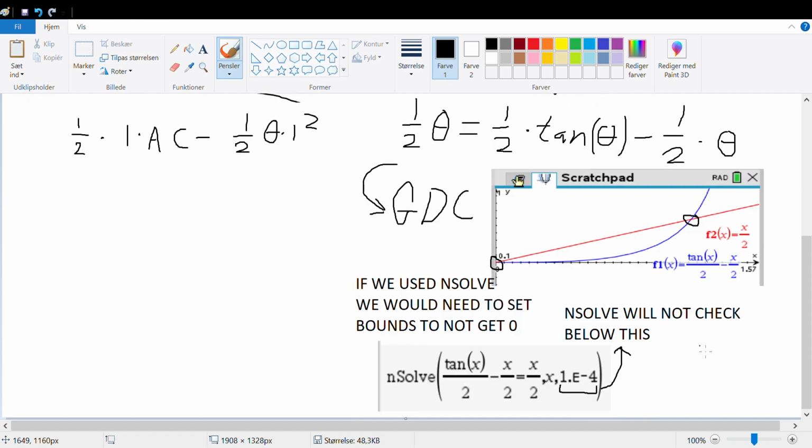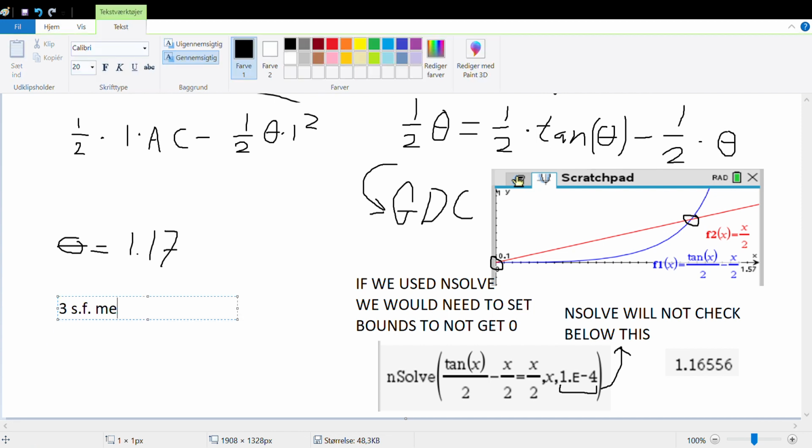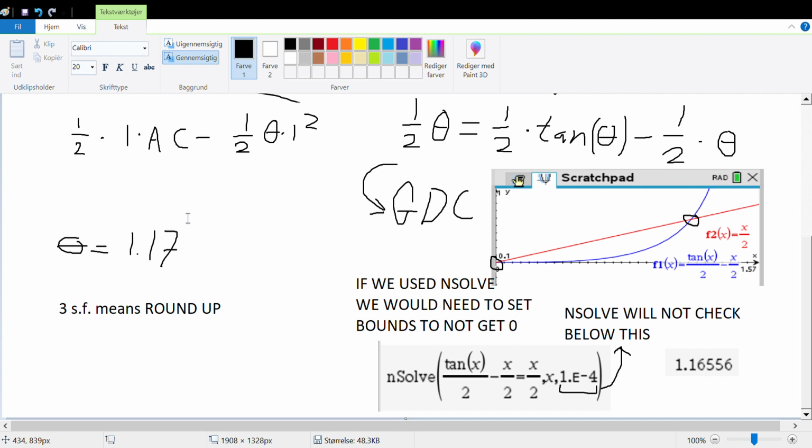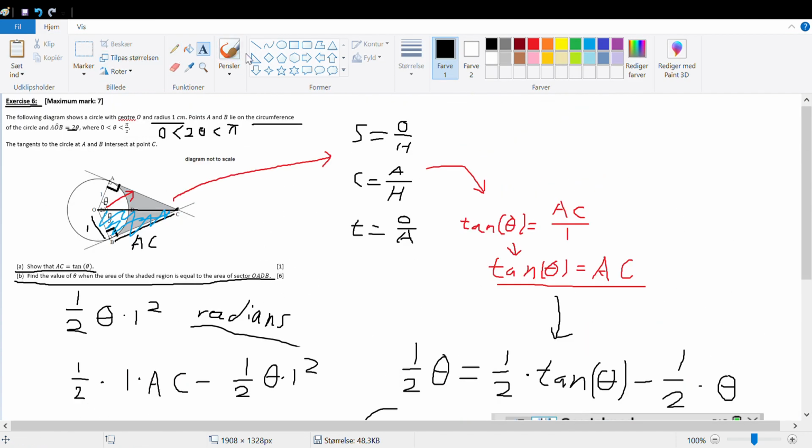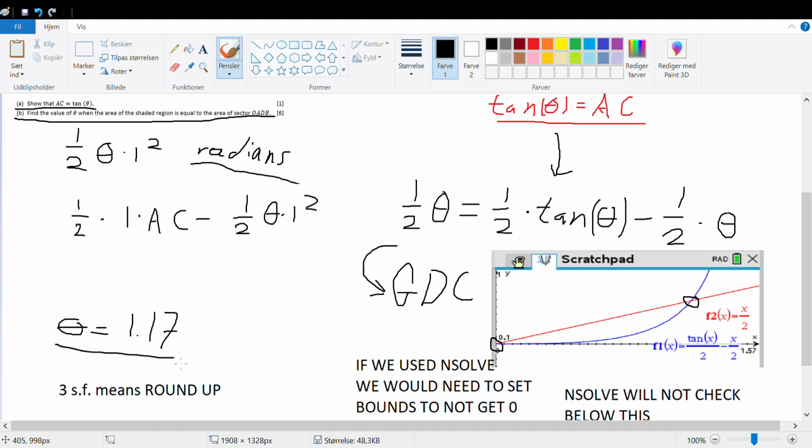In any event, though, the answer that I get, let me take a picture of it, is this. This right here is apparently the radians that you need. So I get that theta should be equal to 1.17. Let's not make it 6, let's make it 7, because remember, 3 significant figures. 3SF means round up. So we have our answer. And again, the trick was to remember that the calculator is our friend and it will help us.